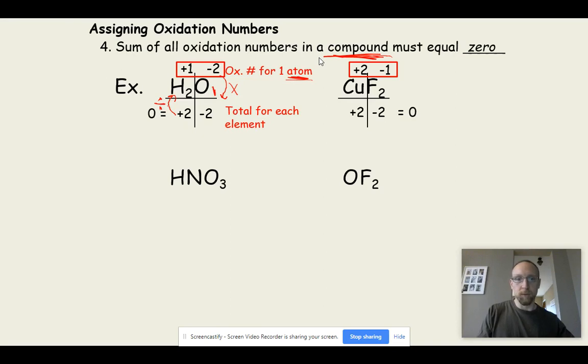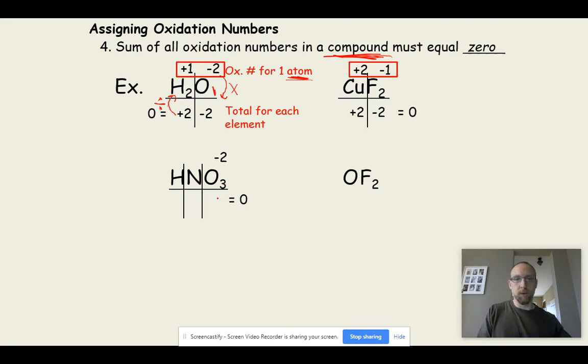Now the next one, we have 3 elements. No big deal. Just break it up into 3 columns, totals on the bottom, individual oxidation states on top, and use what you know to figure out what you don't know. Again, it's got to add up to 0. And what do we know? Well, I know oxygen is usually -2.